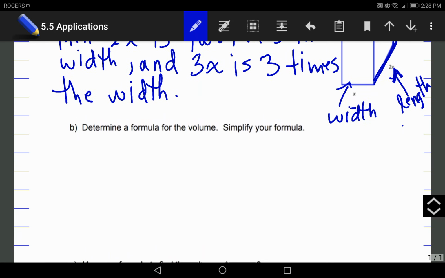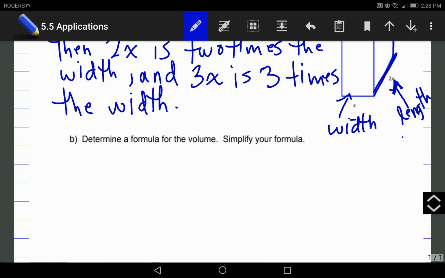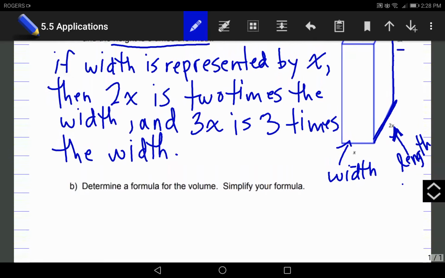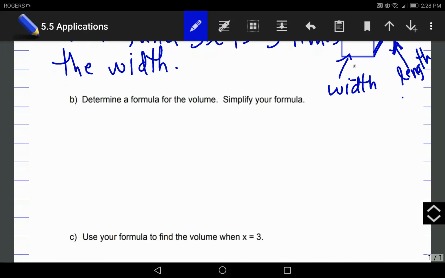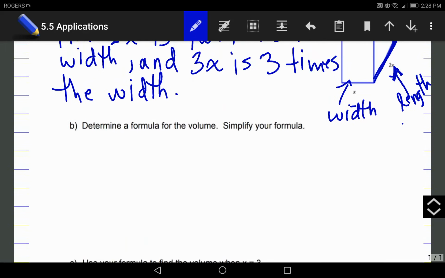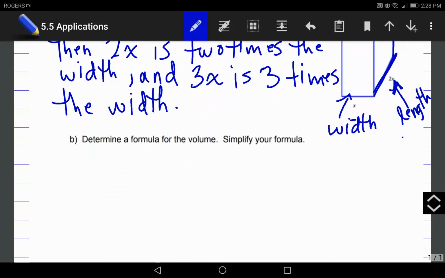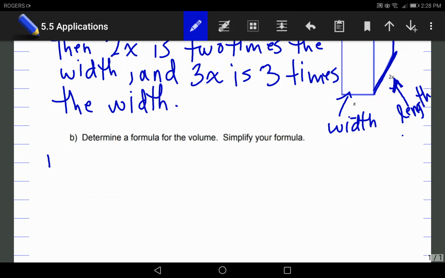Determine a formula for the volume. Simplify your formula. Okay, so if you didn't know, this is a rectangular prism, everybody, right? It's a rectangular prism. It's a 3D shape. And we know that 3D shapes have volume. Okay, so if you didn't know what the volume was for a rectangular prism, what could you do to figure it out?